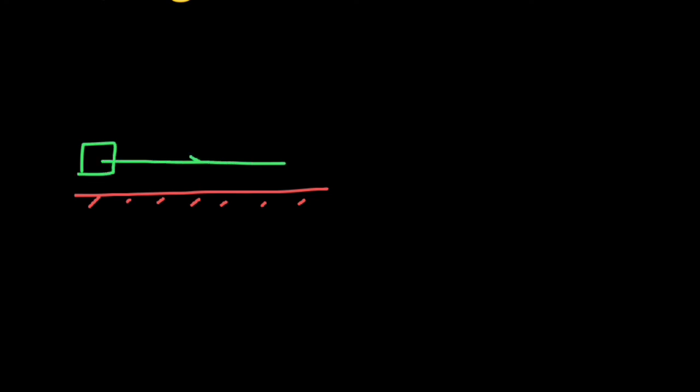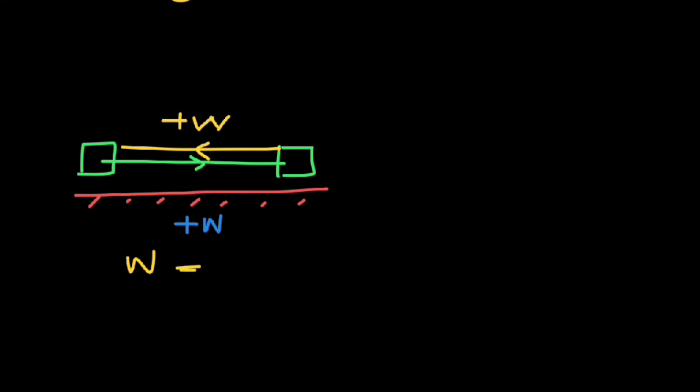Consider this example. A box is moved from point A to point B along a rough surface. So a work has to be done against friction, therefore it's a positive work. And if the box is moved back to the initial position, here also you will have to do work against friction. Thus, the net work done is not equal to 0.